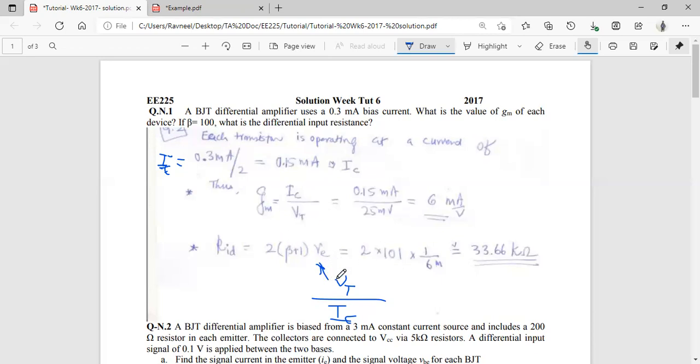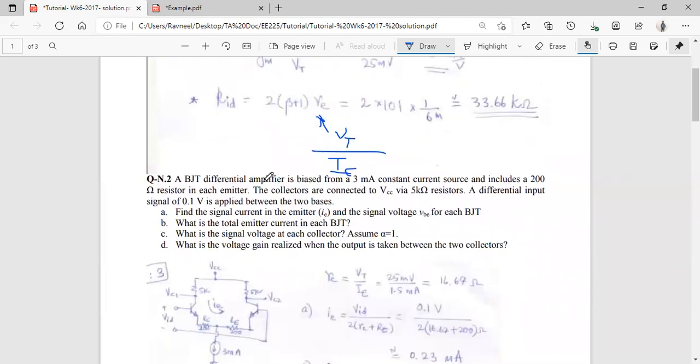And RE, like I explained, is equal to 1 upon transconductance, that is 1 upon 6 times 10 to the power of minus 3. This is because our IC is approximately equal to our IE, which is why we are using 1 upon the transconductance value. So our RID in this case will be approximately equal to 33.66 kilo ohms.